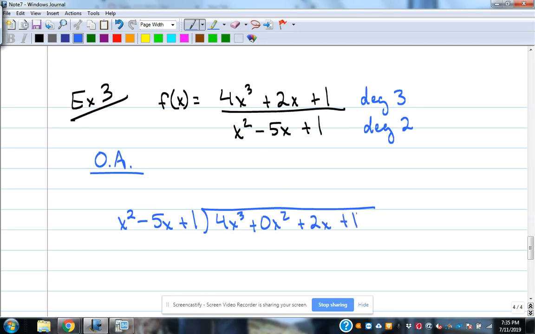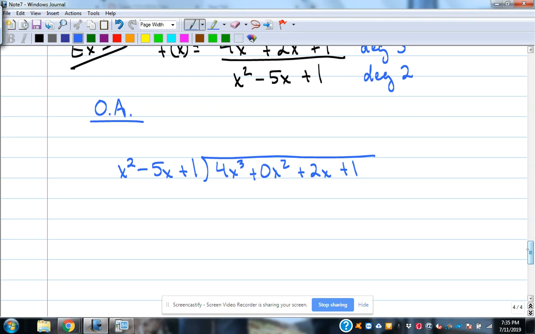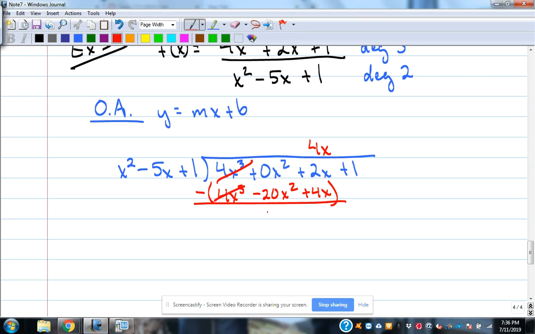We'll do that long division in order to find the equation, which should be in the slope-intercept form of an equation to find that oblique asymptote. So we look at this and we say, okay, what times x squared gets me 4x to the third power? That would be 4x. 4x times x squared is 4x cubed. 4x times negative 5x be negative 20x squared. 4x times 1 is plus 4x. We're going to subtract that. These cubes cancel out. That's a positive 20x squared and a negative 2x.